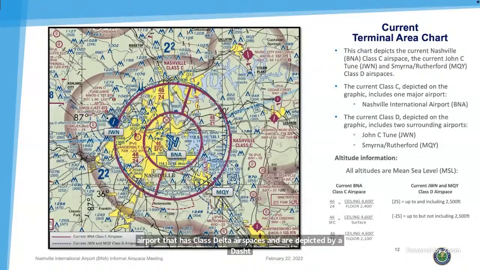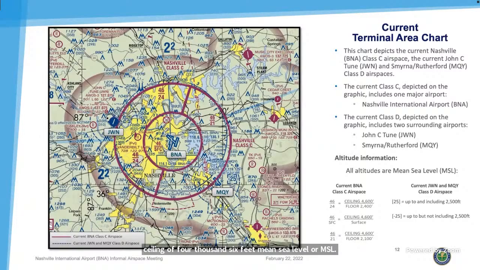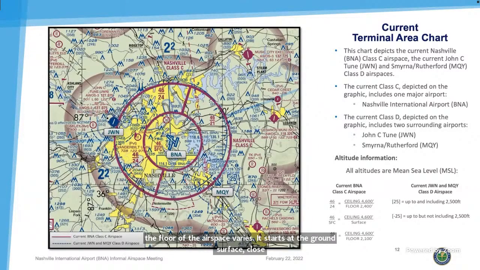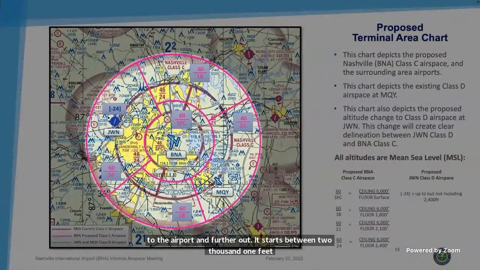It starts at the ground surface close to the airport, and further out, it starts between 2,100 feet and 2,400 feet MSL. The current Class Delta airspaces for John C. Tune and Smyrna each start at the surface and go up to 2,500 feet. This chart shows the proposed Class Charlie airspace at Nashville in magenta outlines.